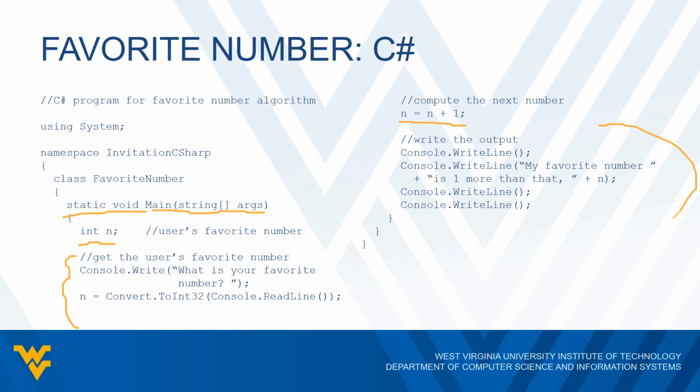And then finally we have this portion right here, which will take care of writing the output. So this Console.WriteLine will actually write the results. It's going to write my favorite number is one more than that, and it'll say that it is n.